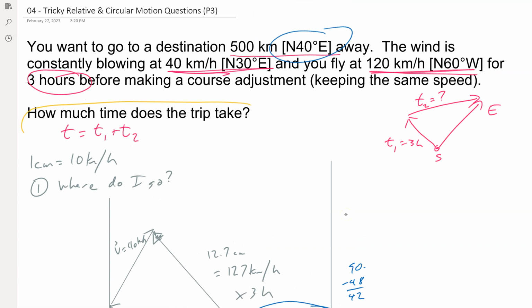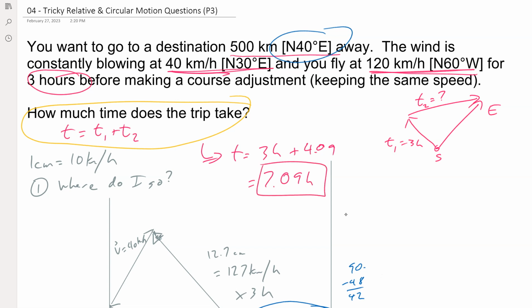If I want to figure out how much time it takes, I need to do T1 and T2. So now T1 is 3 hours because we were just told that, and T2 is 4.09. So when I add these together, the answer is 7.09 hours. Now your answer is going to be off slightly because we're all doing scale diagrams. So if you're in this general range, you're good. You might get a little bit less than 7 hours, you might get a little bit higher, but this is the range.